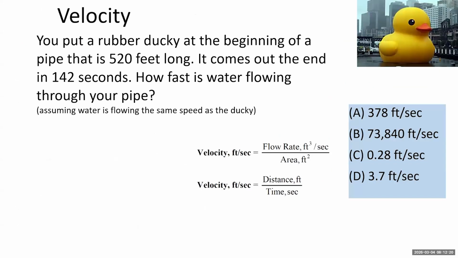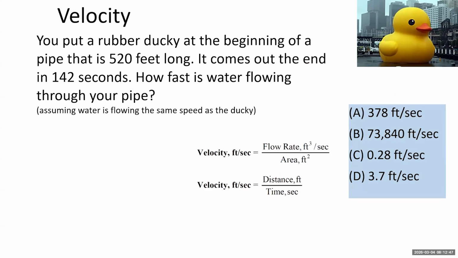So first, we're going to take a look at a velocity calculation. So this example is kind of fun. The picture is a huge rubber duck, but in our example, the rubber duck fits into your pipe. So this is how you can measure velocity. You can put something into the beginning of your pipe and see how long it takes for it to come out the end and how long is the pipe, and you'll know your velocity.